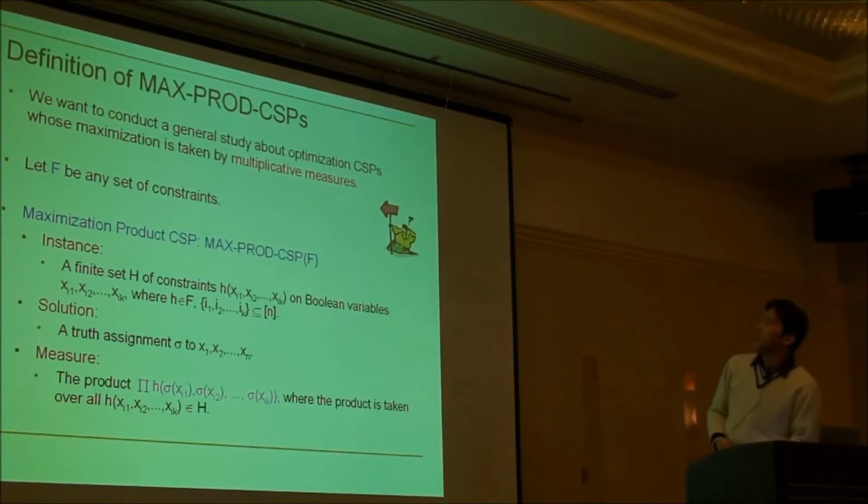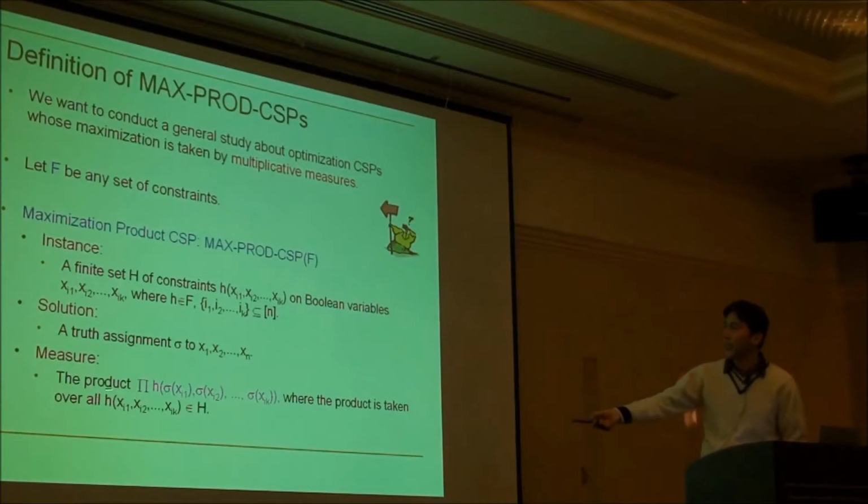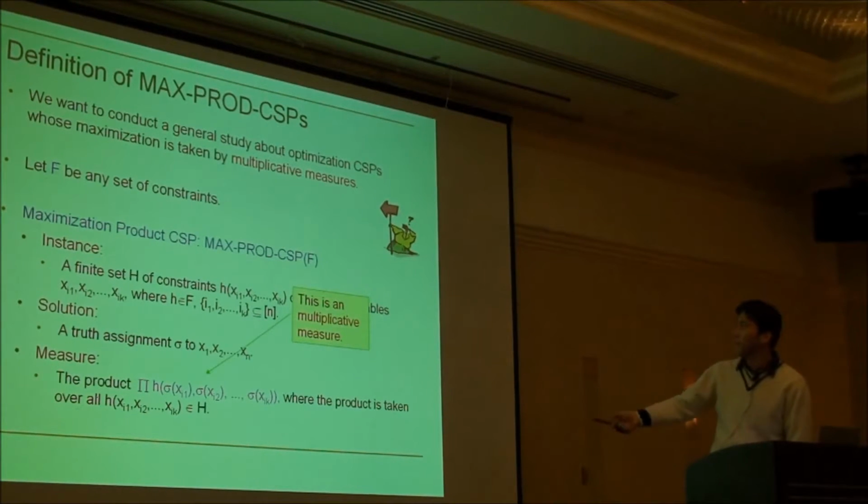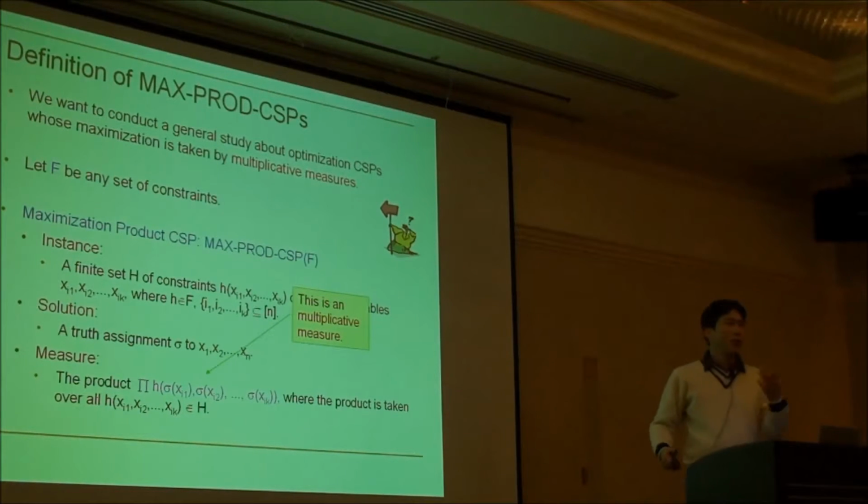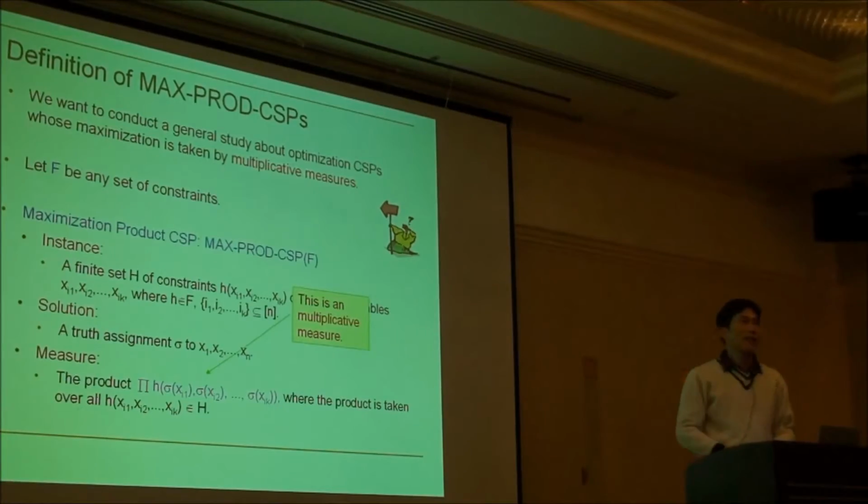Formally, we introduce the max prod CSPs. This is pretty much similar to the max CSP. The only difference is that instead of taking the summation here, we use the product. So this is the multiplicative measure. Now we try to classify all possible max prod CSPs into several categories.